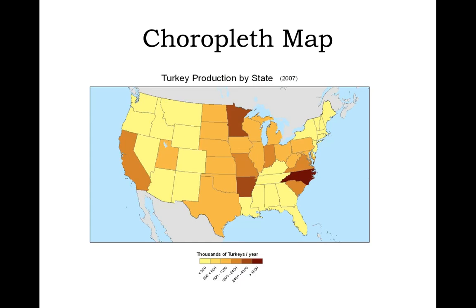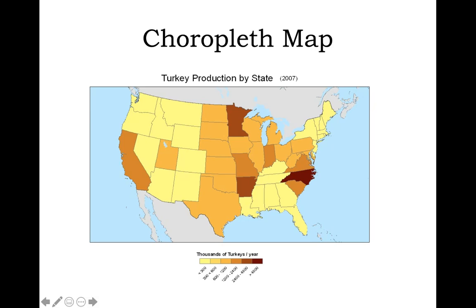This is an example of a choropleth map. A choropleth map is where each state or each section is shaded a different color based on the number of turkeys in that state. So our choropleth map has a title of turkey production by state, so we know that we are looking at how many turkeys are produced each year in this state. Our key at the bottom shows us that the darker the brown color, the more turkeys are produced, and we are talking about thousands of turkeys per year.